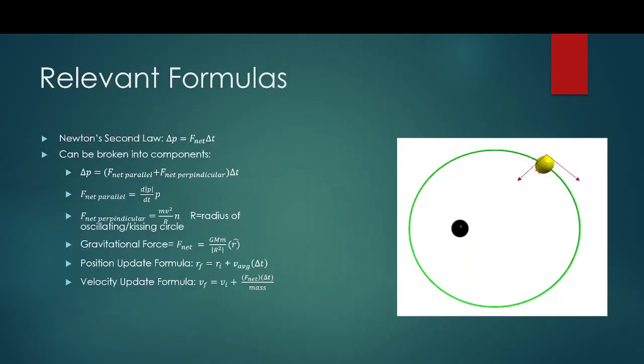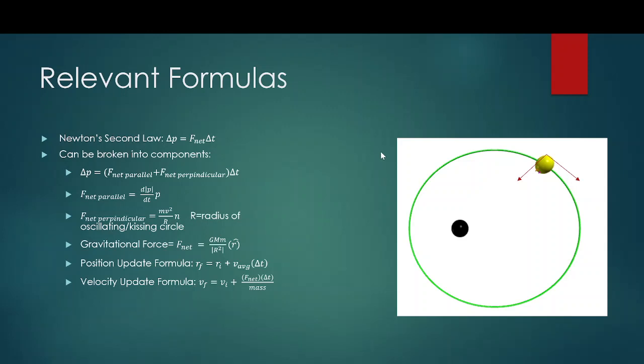Some relevant formulas here are Newton's second law, which states that the change in momentum is equal to the net force times the change in time. And we can understand this change in momentum in two different ways. Typically, in non-circular motion, the change in momentum is really just the acceleration, the change in speed. But here you can understand it as the change in speed, but also the change in the direction of motion. And that's what the parallel and perpendicular components are.